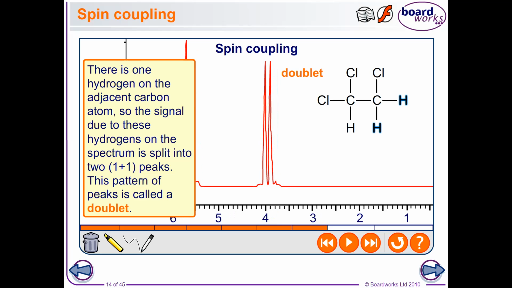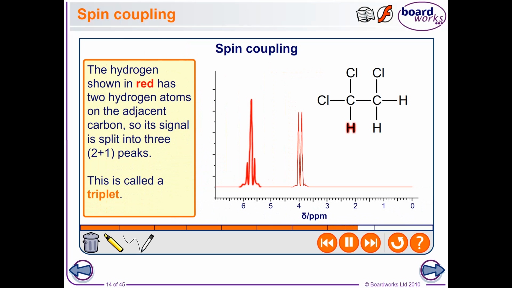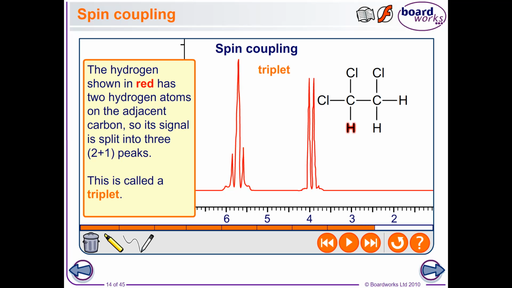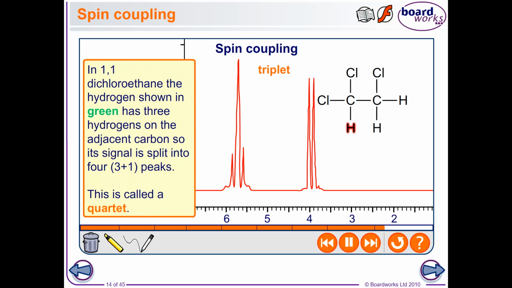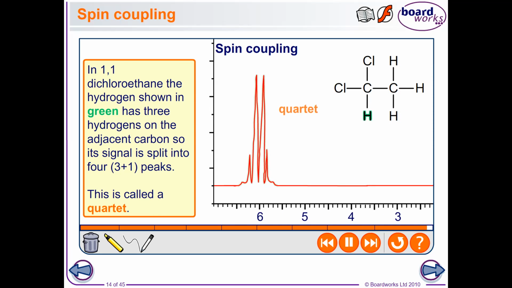Okay, now all the stuff in the yellow box is basically saying what I've just been saying. So please read what's in that box when you're going through this for yourself. Okay, the hydrogen in red then obviously is split into a triplet, as we've just said. Okay, in this particular molecule here, there are 3 adjacent hydrogens, three hydrogens on the carbon next door. Therefore, it's split into 4, which of course is called a quartet.